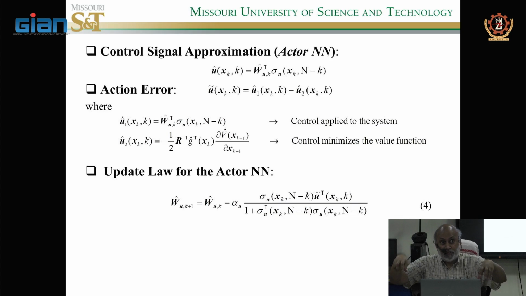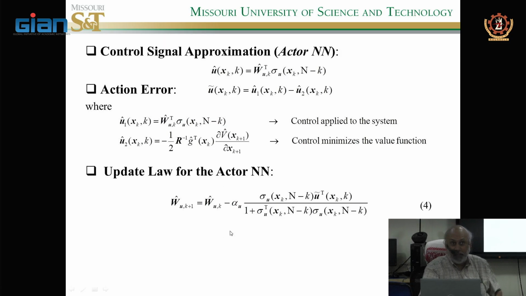That's a very smart thing. My student was probably spending like 3 months breaking his head trying to come up with how we find a measured value. And these two quantities are measured. U1 hat is given by the output of the network. U2 hat is computed by taking the G hat and taking the partial of V hat with respect to X of k plus 1. So U1 hat and U2 hat are measured, but computed in two different ways. And we take the error and use it to tune the actor weights.